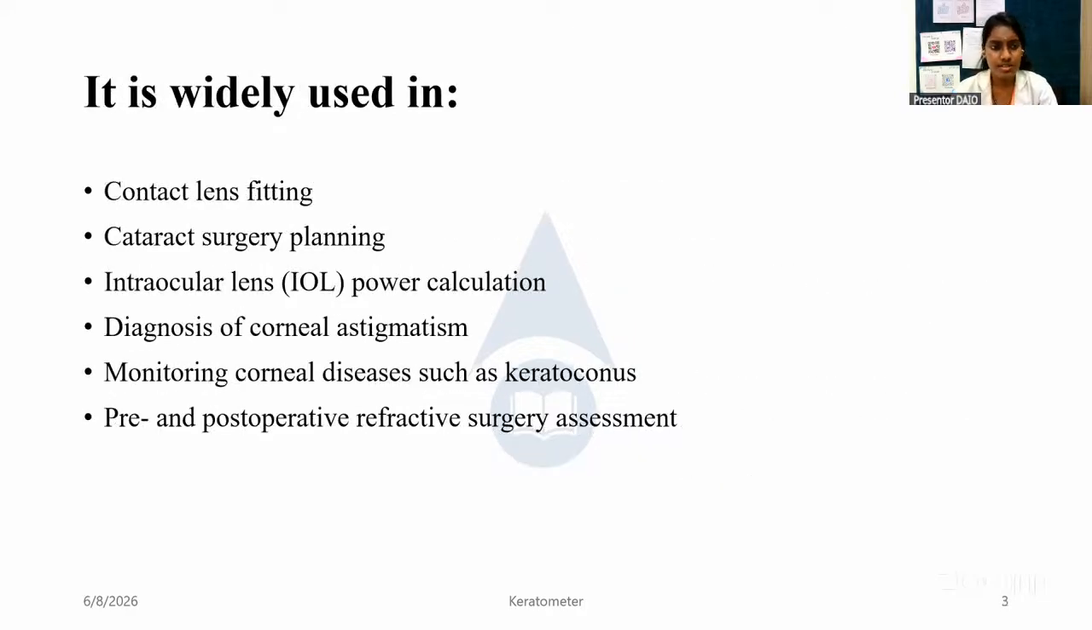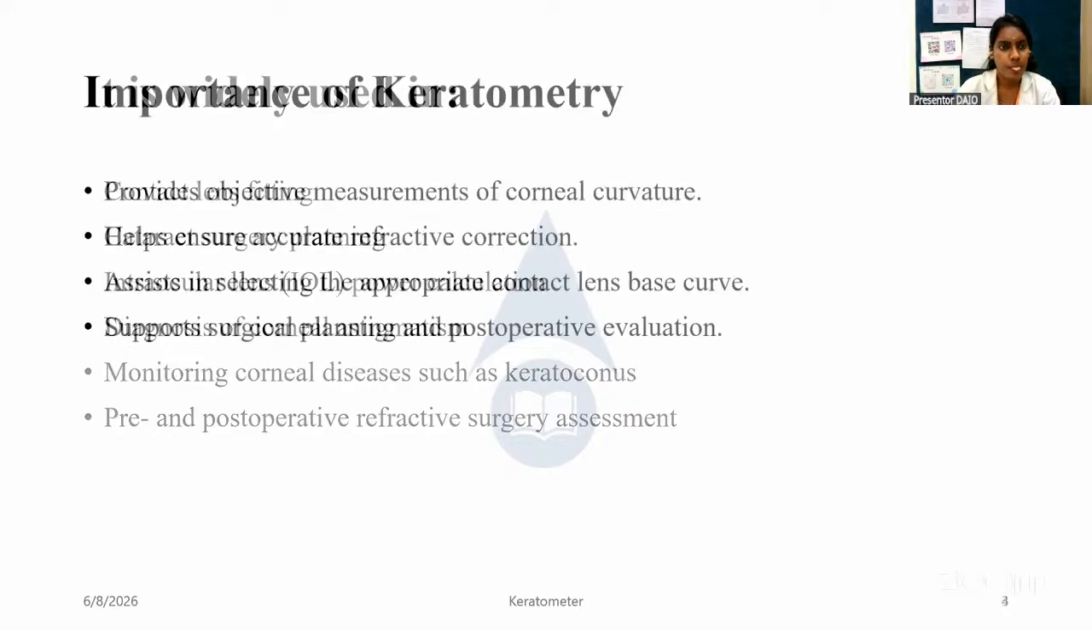It is widely used in contact lens fitting, cataract surgery planning, intraocular lens power calculation, diagnosis of corneal astigmatism, monitoring corneal diseases such as keratoconus, and pre and post-operative refractive surgery assessment.